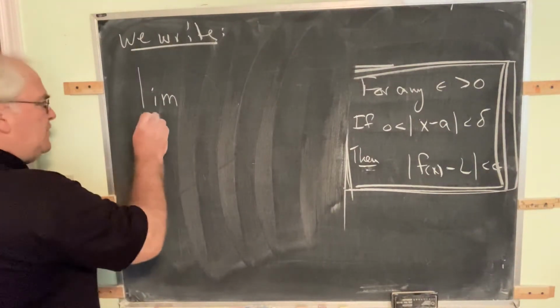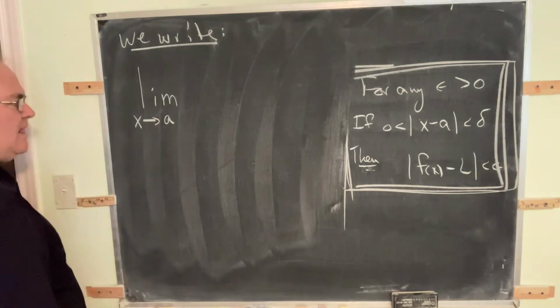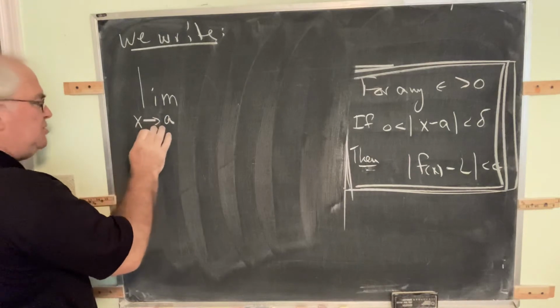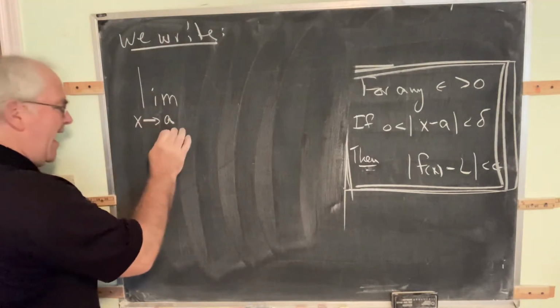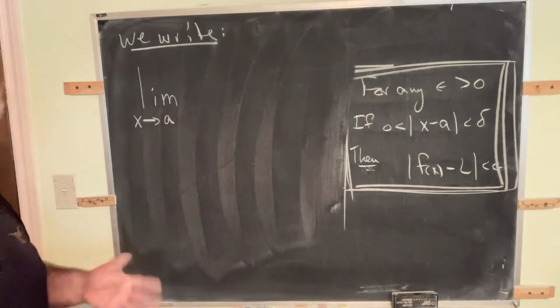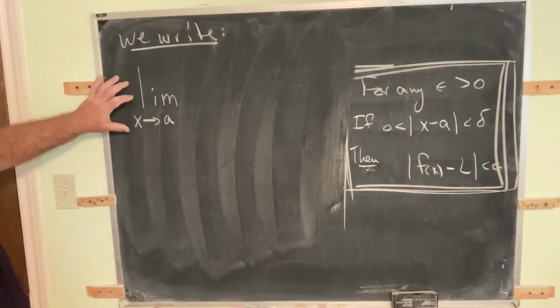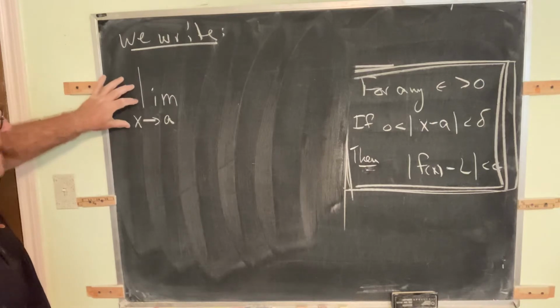And underneath you write X, arrow, A. You read this as the limit as X approaches A. Or sometimes people will say the limit as X goes to A, or the limit as X gets close to A. All those words are essentially interchangeable. They convey the same meaning of these symbols. The limit as X approaches A. Limit as X gets close to A.